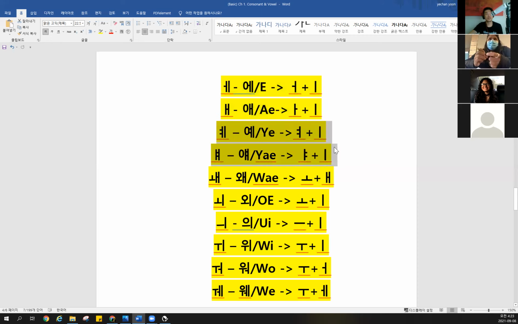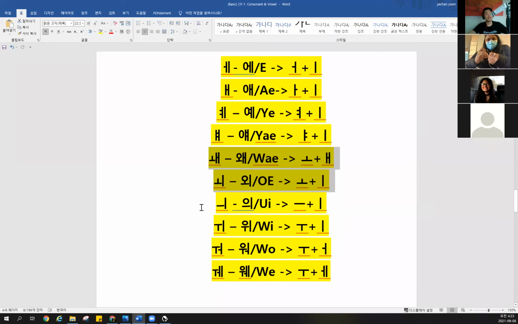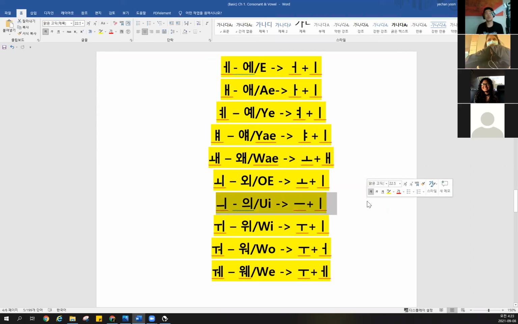Next, 3 and 4 also have the same pronunciation, which is ye, but different writing. So please memorize it. And 5 and 6 are also the same, which is we, but different writing. The next ones are different. This one you can form with u plus e. U plus e, so it sounds like uy.